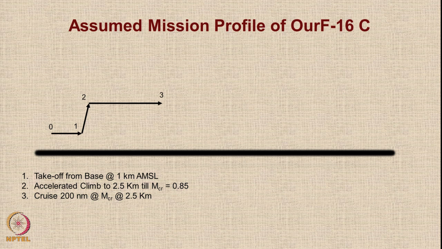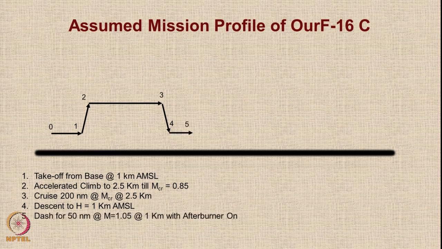We fly at the cruise Mach number of 0.85 at a height of around 2.5 kilometers, which means this aircraft is expected to be operating from close to the border, and therefore it just has to rush at 2.5 kilometers, and then it descends to almost 1 kilometer above mean sea level, and then there is a high speed dash at Mach 1.05. So, there is a supersonic flight at 1 kilometer with afterburner on. During this phase, a large amount of fuel is consumed because the SFC is very high. It is a short dash, just 250 nautical miles.